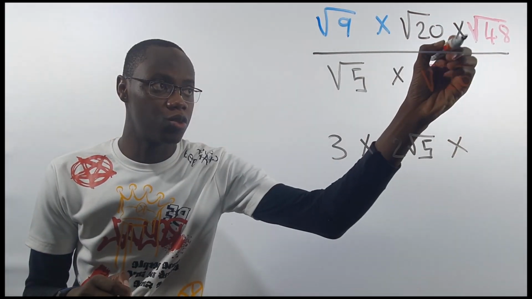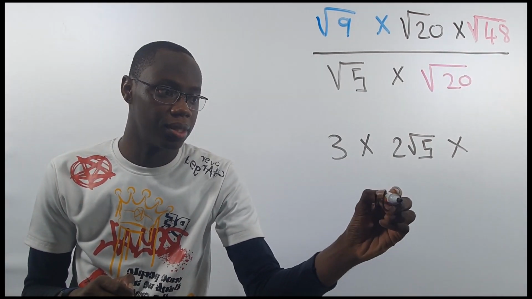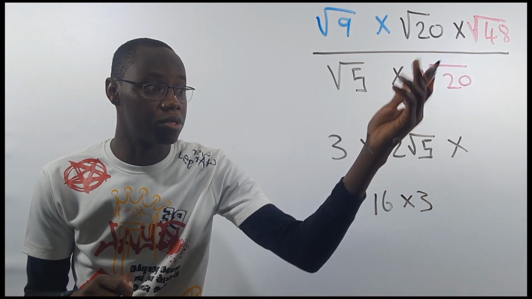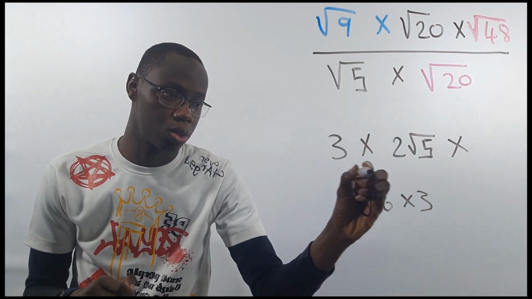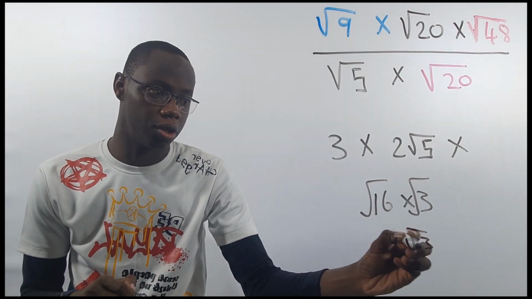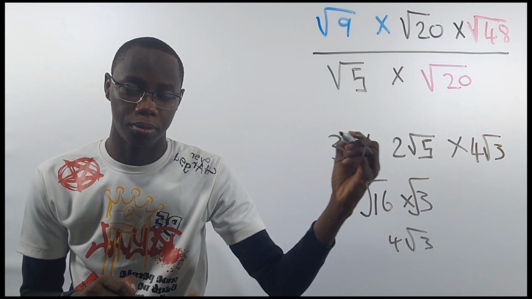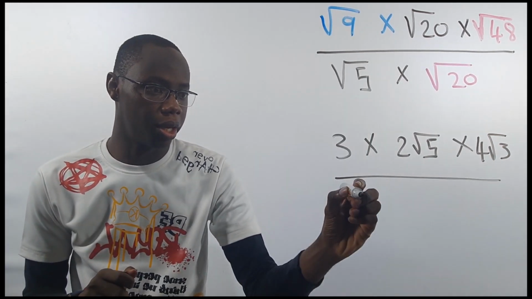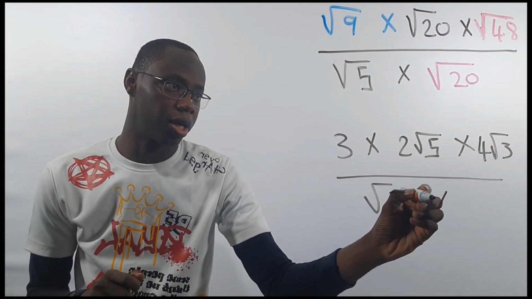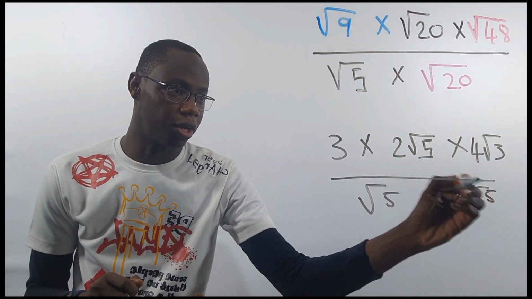For this one now, root 48, you can break it down to be 16 times 3. So 16 times 3 is still the same thing as 48, so root 16 times root 3, and then when you break this down, that will be 4 root 3, basic. So here is 4 root 3, and then all divided by root 5 times the same thing, root 20 is still going to be 2 root 5.